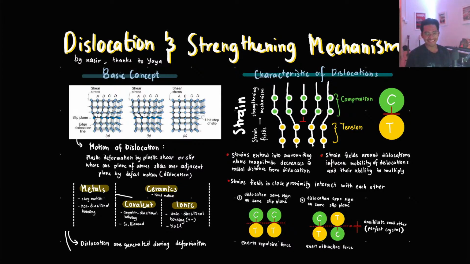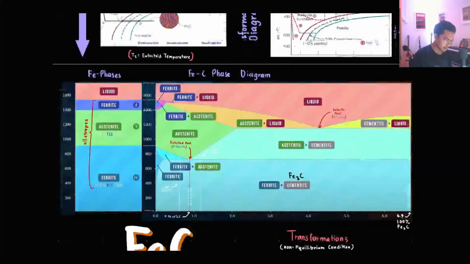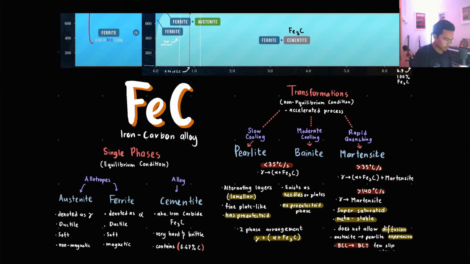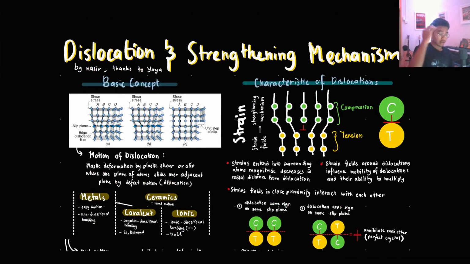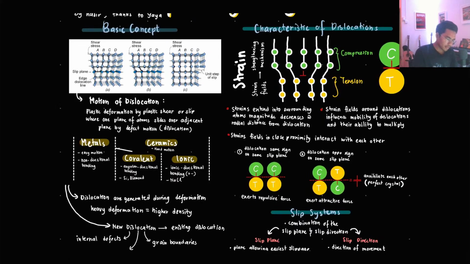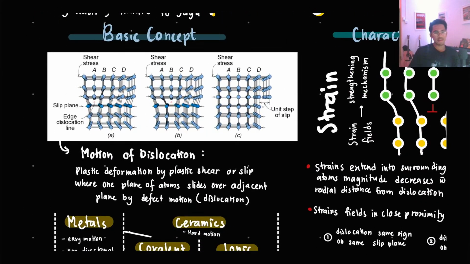Alright, guys. So tonight we'll be starting off with dislocation and strengthening mechanisms, and then we'll be moving on to phase transformation. Okay. So, Bismillahirrahmanirrahim. So dislocation and strengthening mechanism. So what's the main concept behind this?